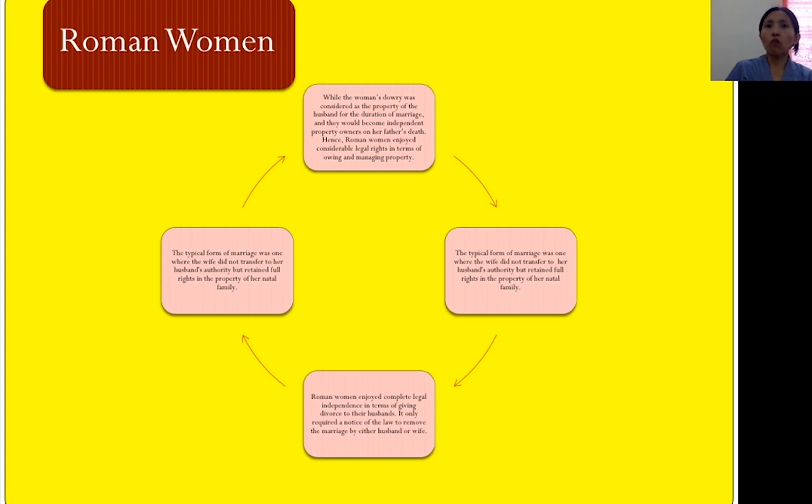So the typical form of marriage practiced was one where the wife didn't transfer to her father's authority, but rather retained or kept full rights in the property of a natal family. So the Roman women usually enjoyed complete legal independence in terms of giving divorce to their husbands. So what all it required was a notice of the law to remove the marriage by either husband or wife.